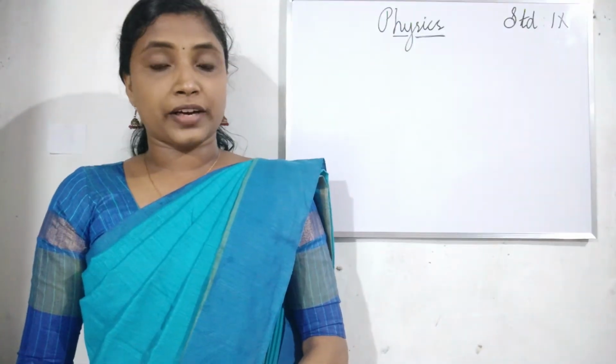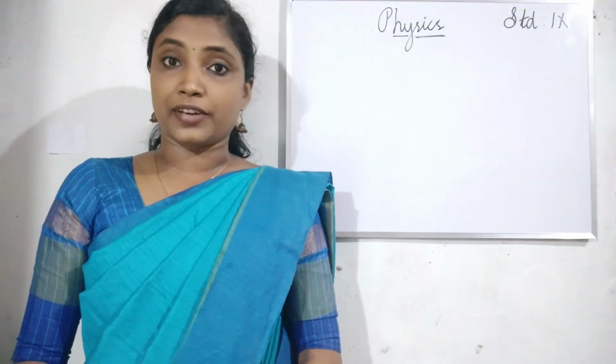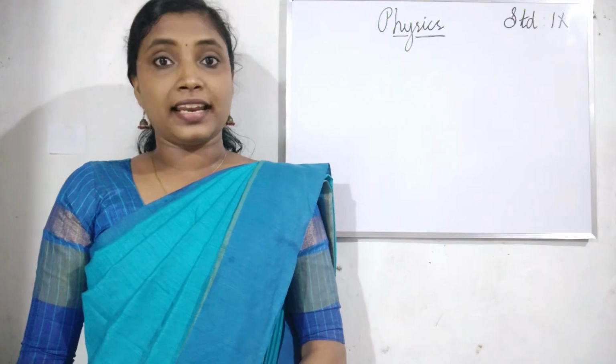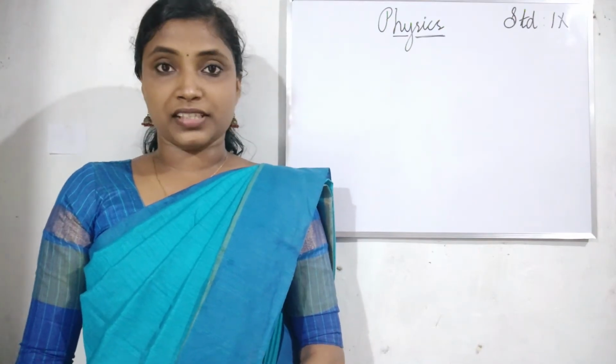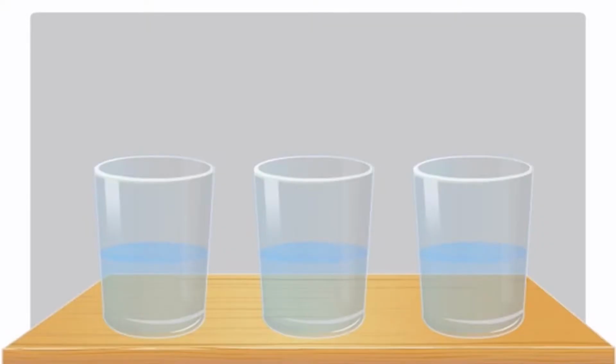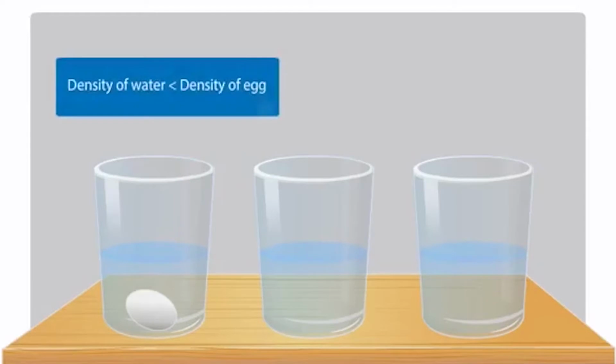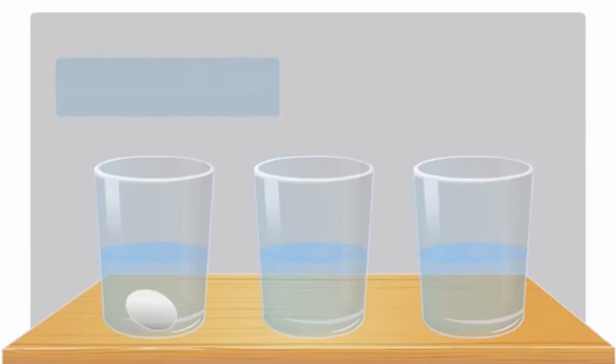Today, let's find out what are the factors affecting buoyancy. Let's check it through some activities. Take 3 glasses of water. The level of the water in each glass should be equal. Now add an egg to the first glass. Because the density of water is less than that of the egg, the egg sinks in the water.